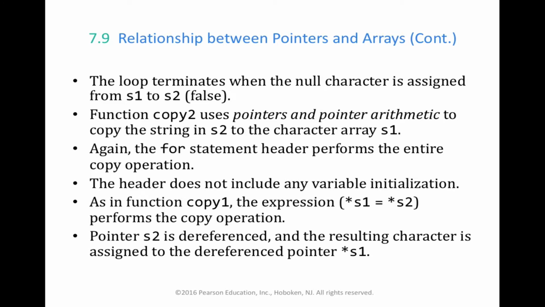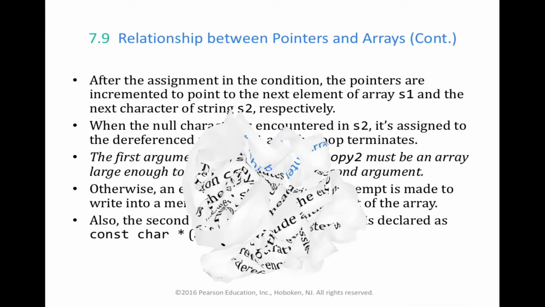Again, the for statement in the header performs the entire operation. The header does not include any variable initialization because both of those start at the beginning of their respective string arrays. The copy expression is the dereferenced location of current S1 pointer to the dereferenced location of the S2 pointer. The S2 pointer is dereferenced, resulting in a character that is assigned to the dereferenced pointer in S1.